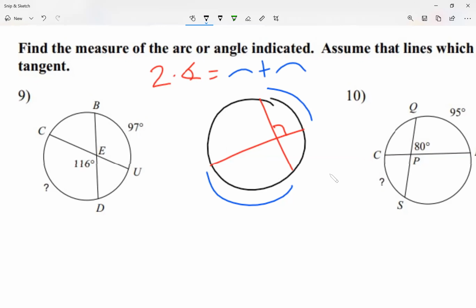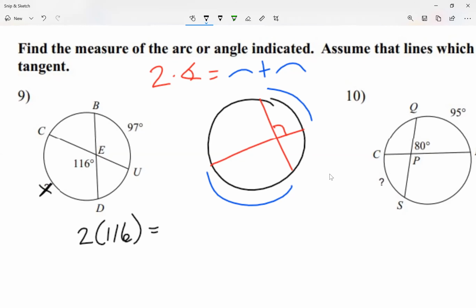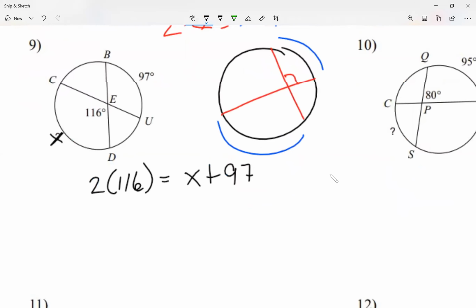So in this case, let me call that question mark X. And I'm going to go 2 times 116, because 2 times the angle is equal to X plus 97. Remember here in the instructions, find the measure of the arc or angle indicated. 2 times the angle equals, and then I add the arcs. The rest is just algebra. 2 times 116, that's 232.